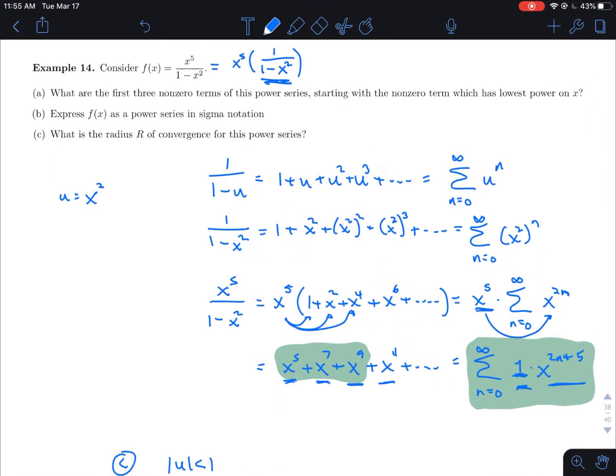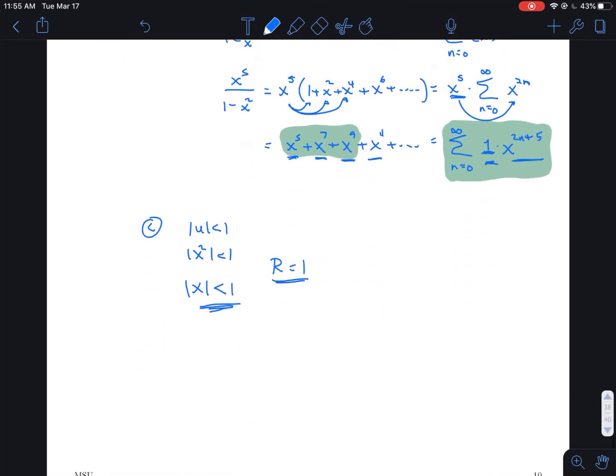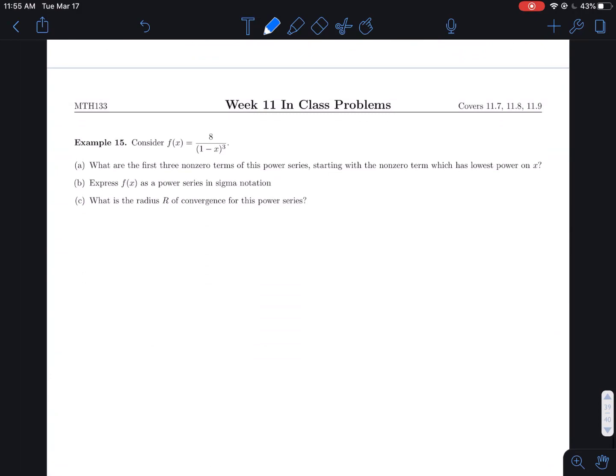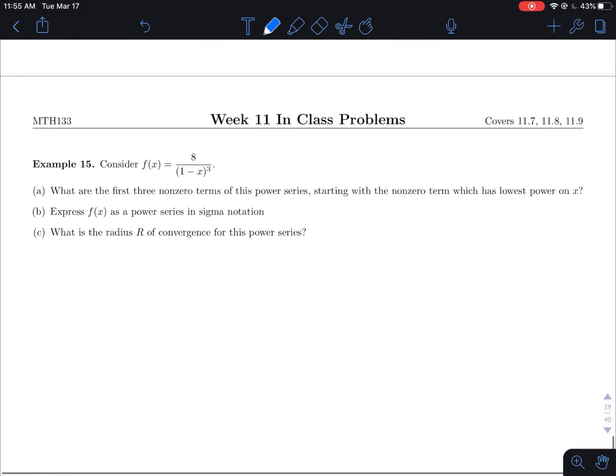All right, so with that, let's move on to our third problem of the day. As I alluded to in the review of the pre-class videos, we can also do stuff with derivatives and antiderivatives. I'd like to give you a little more exposure to that with these last couple problems. So now I have a function, here it is. We're still playing the same sort of game. I want to know what the first three non-zero terms are for this power series. I'd like to write it in sigma notation, and then figure out the radius of convergence.